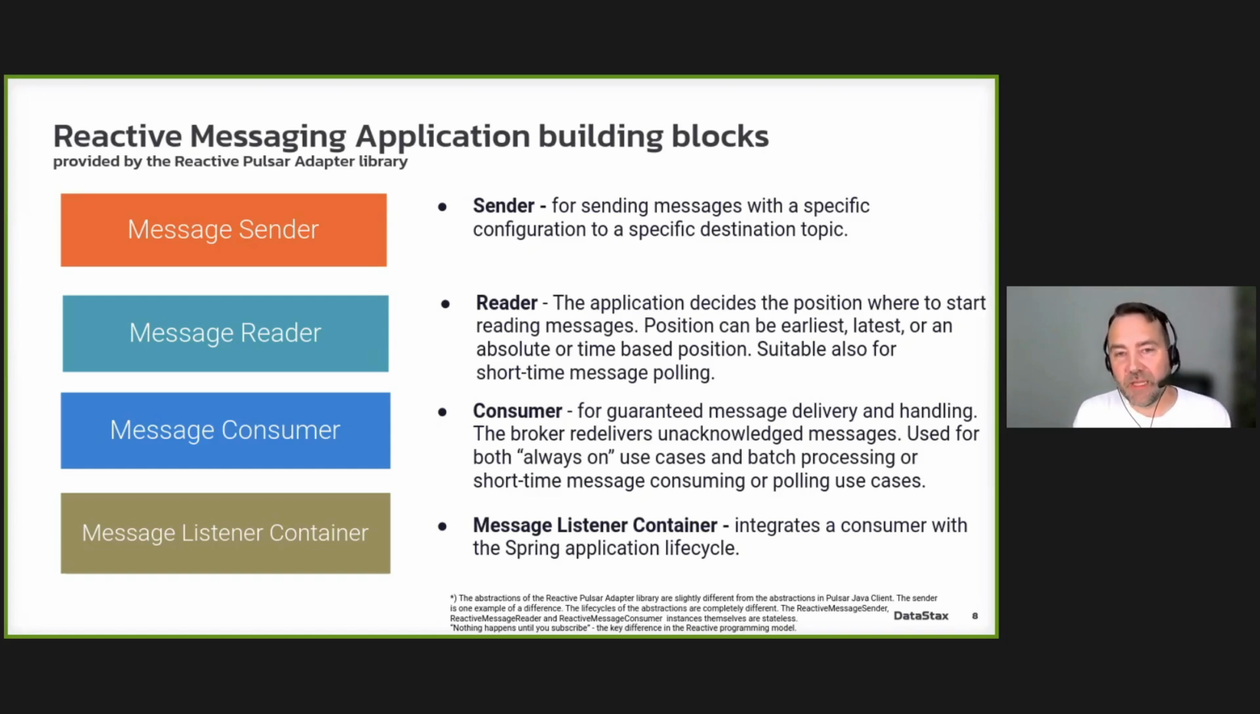For receiving messages, there are two main categories. The first is the reader, where the application decides the position where to start reading messages, and this position could be earliest, latest, or an absolute or time position. This is suitable also for short-time message polling, like use cases where request-response is done over messaging topics.